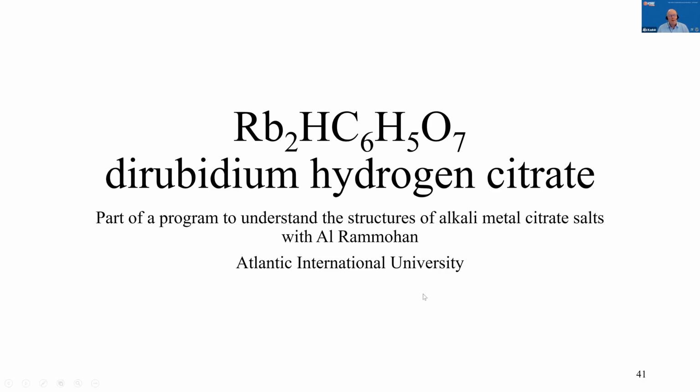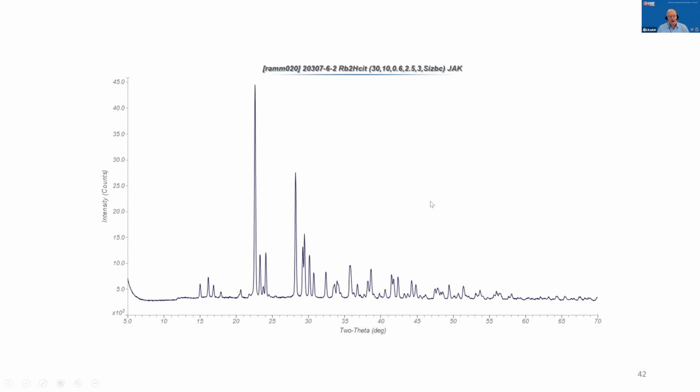So for one example, a rubidium hydrogen citrate. I like citrates, so I've had students work on these. This is yet a different student looking at alkali metal citrate salts. So here's ordinary copper K alpha data. It's off the Bruker D2 that we have at IIT. So perfectly ordinary data, same as you would collect in your own laboratory.